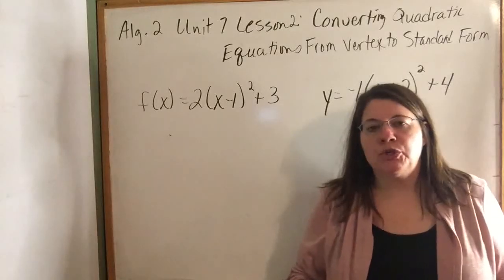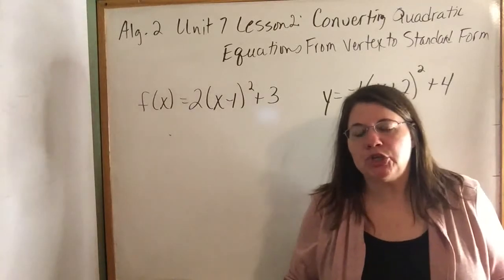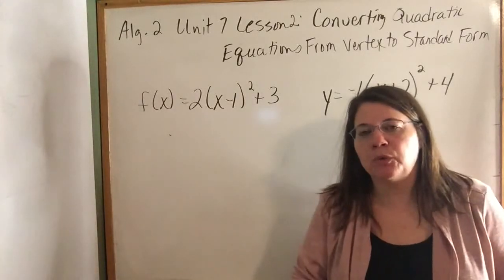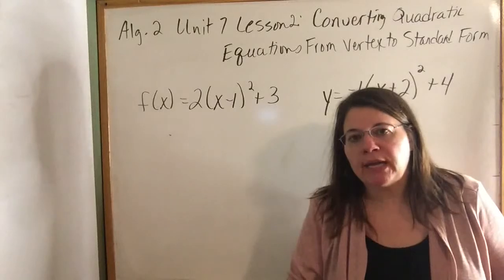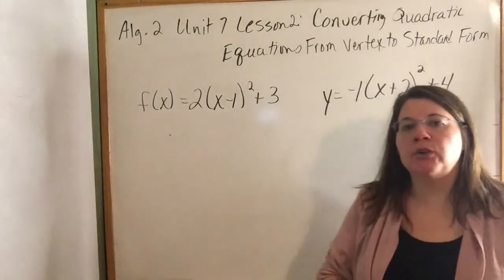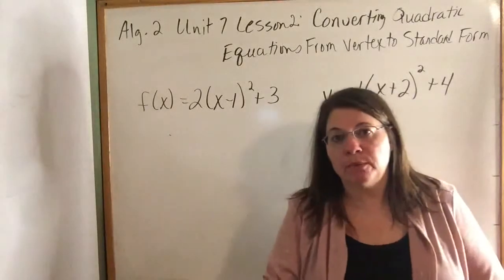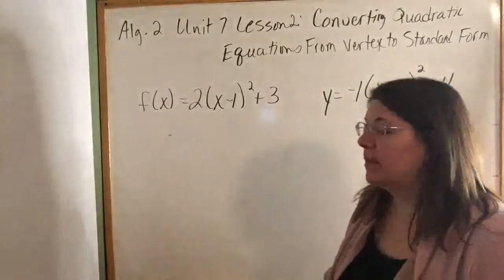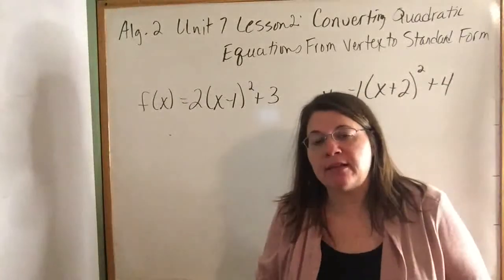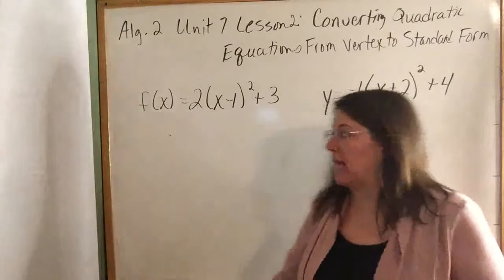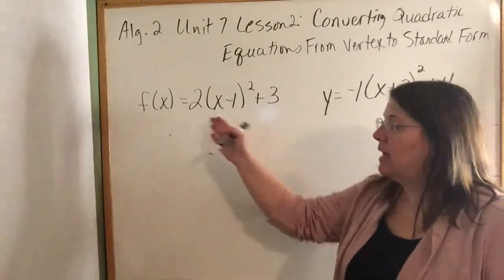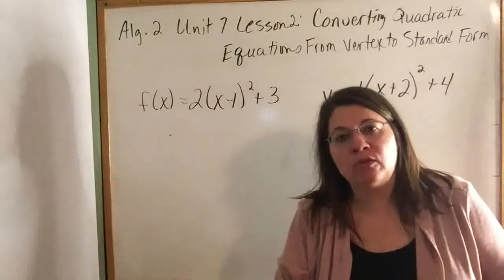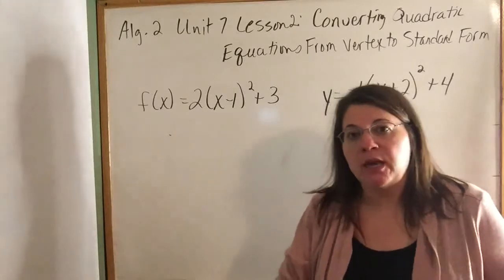This is Algebra 2, Unit 7, Lesson 2. In this unit, we're going to convert quadratic equations from vertex form to standard form. So vertex form, remember, is y equals a times (x minus h) squared plus k. That's what we have here. And then standard form is y equals ax squared plus bx plus c.